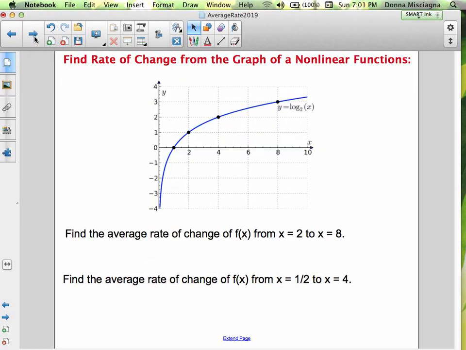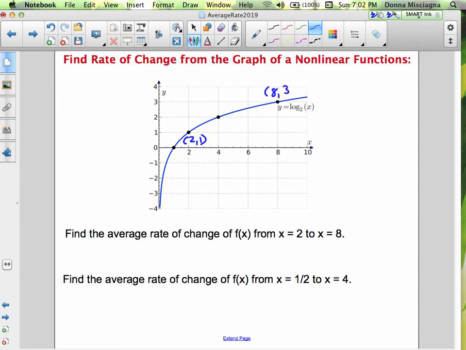Now we have another rate of change from the graph of a nonlinear function, and this is y equals log base 2 of x. We want to find the average rate of change from x equals 2 to x equals 8. So when x is 2, we have y is 1. And then I'll also show you, what if we didn't have a graph here? How would you find the value of the function? And then when x is 8, y is 3.